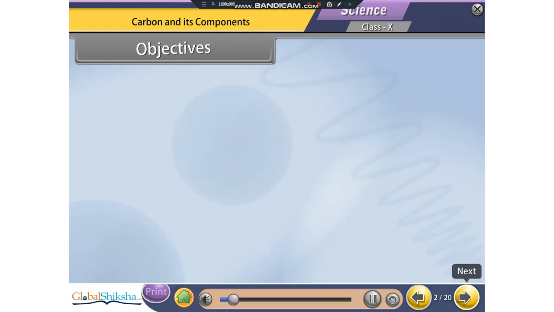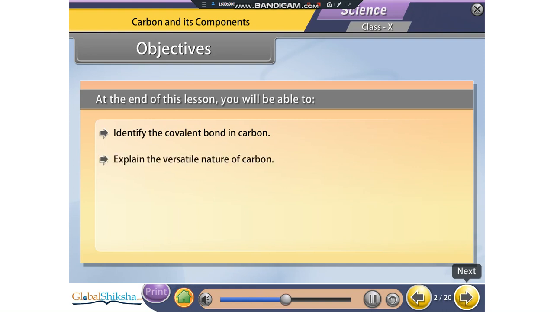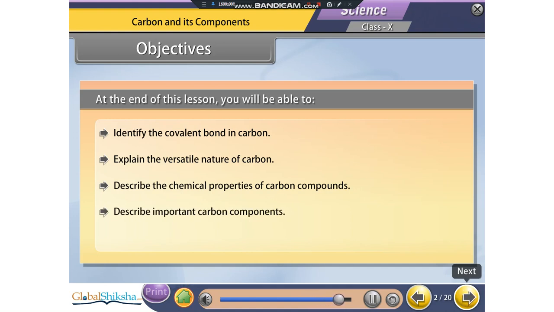Objectives. At the end of this lesson, you'll be able to identify the covalent bond in carbon, explain the versatile nature of carbon, describe the chemical properties of carbon compounds, describe important carbon compounds.